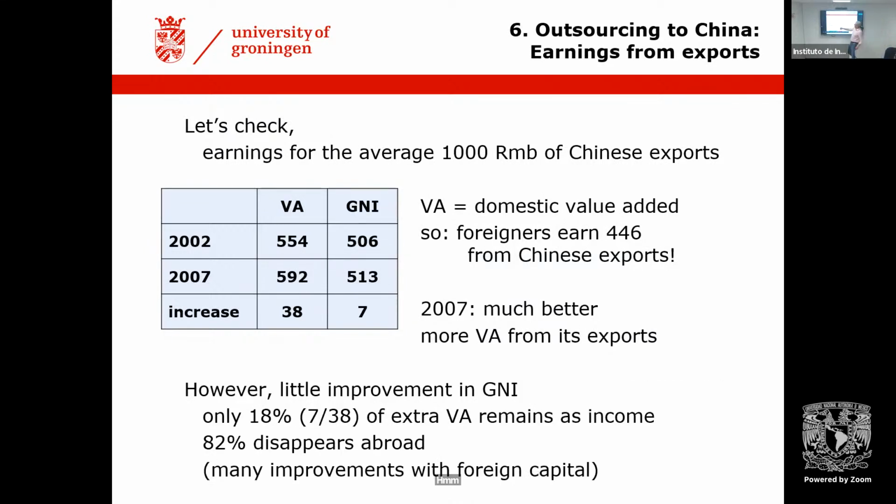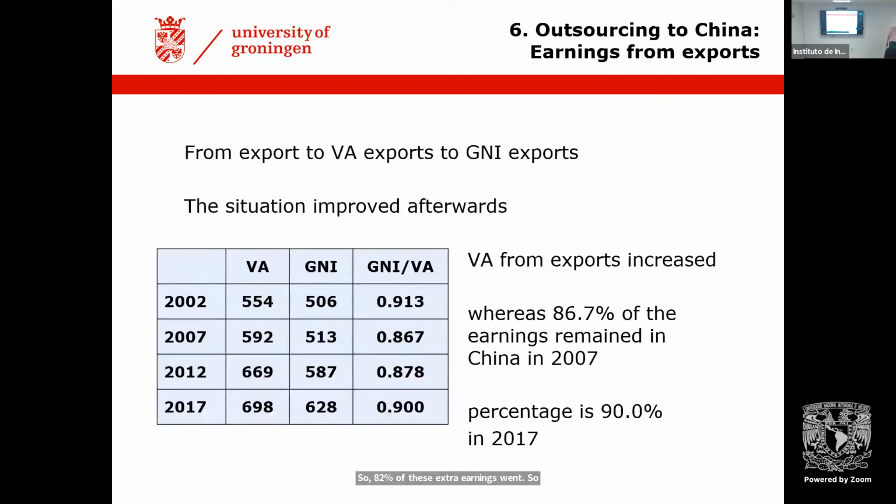So out of these extra earnings, only 18% remain as income in the country. So 82% of these extra earnings went abroad. So it did not help China very much.